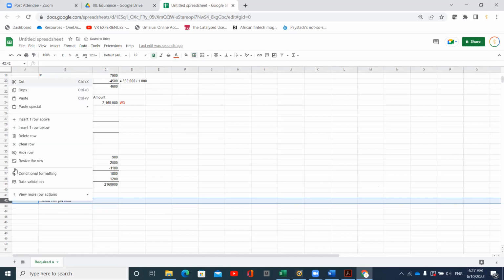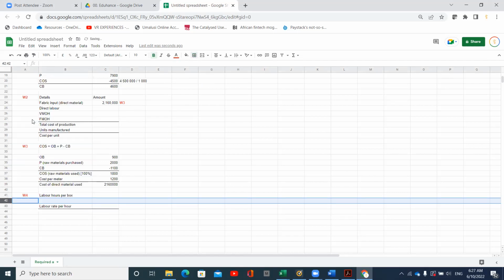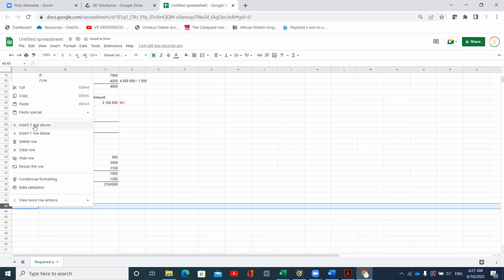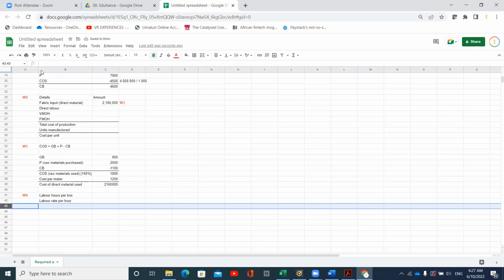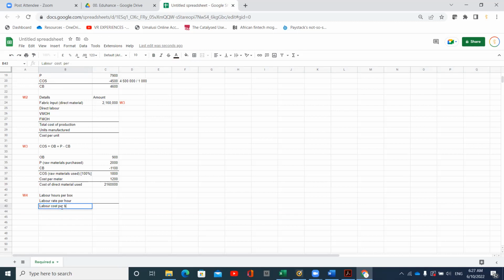Okay, and we're going to need the number of boxes. Insert row, undo. Okay, wait, we just undo that again. Okay, so labor costs per box. Okay, then we're going to say number of boxes, and that will give us labor costs. Okay, so you don't need to go this long way. I'm just going the long way so that you can see the thought process.